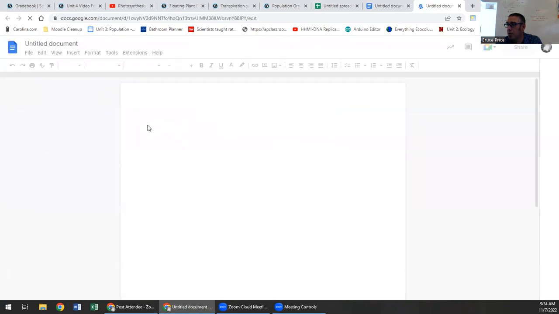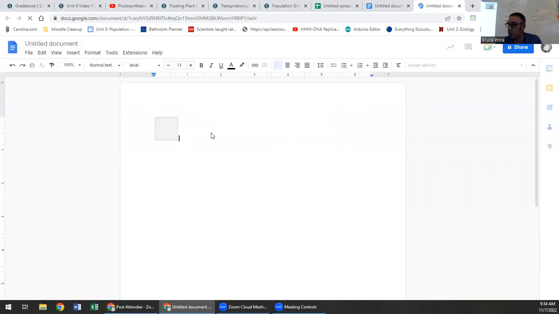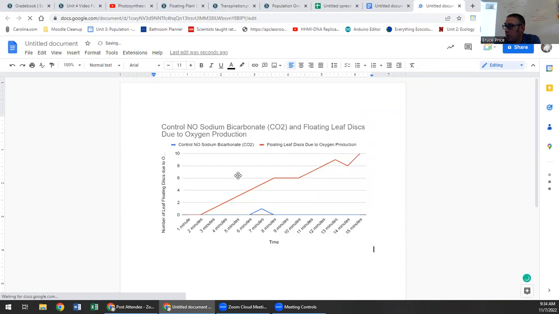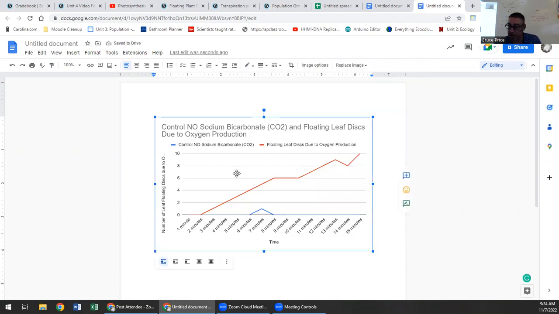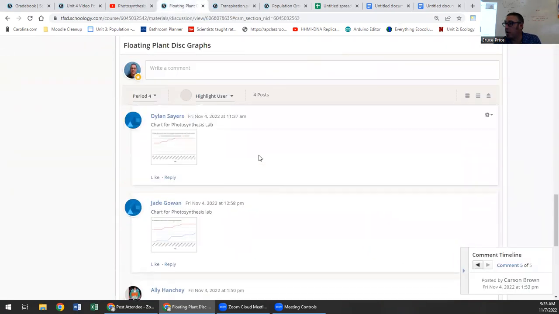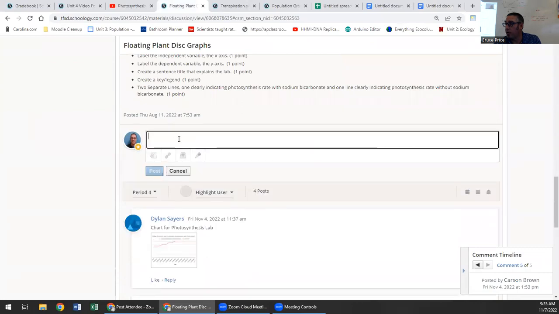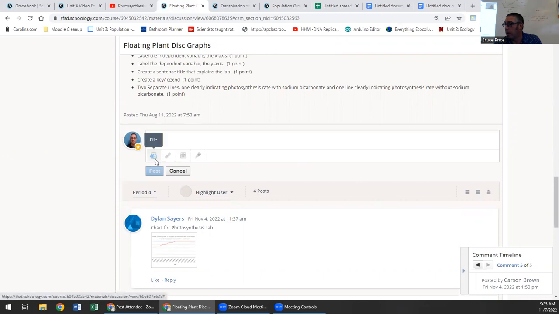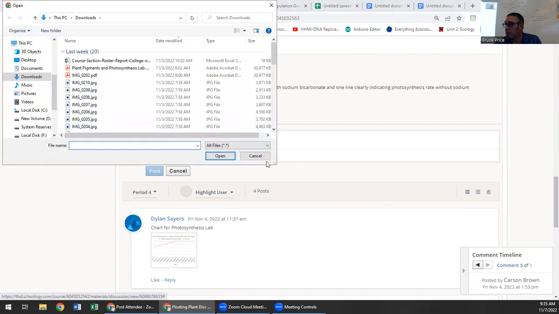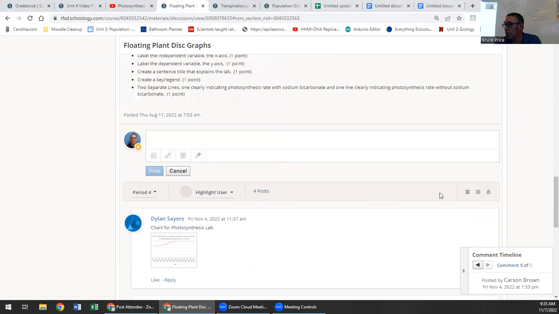New doc. And all I'm going to do is copy that picture on there. Hopefully it shows up. And I'm going to recopy it. I'm going to put it in my floating leaf disk form. Oh, look, there it is. Hopefully. Okay. So might have to go to file and actually insert it and things like that. So that is how you make the chart.